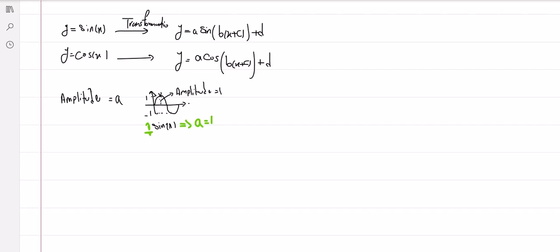Now, we want to talk about the values for these amplitudes in general. The a could be more than 1. A could be between 0 and 1. And a could be less than 0, which is a negative value. If a is actually more than 1, it means that the graph of these functions, the graph of this transformation, is going to be stretched vertically.